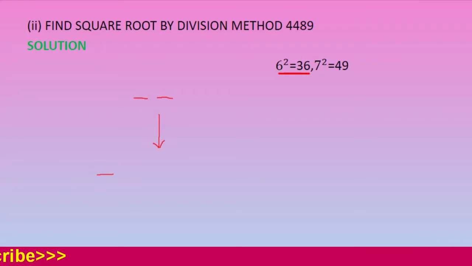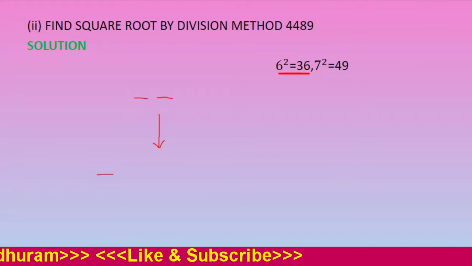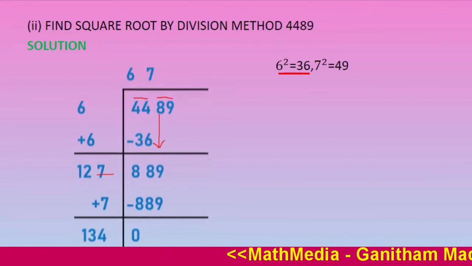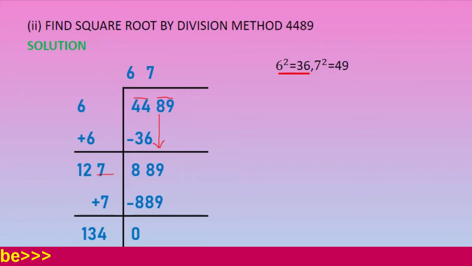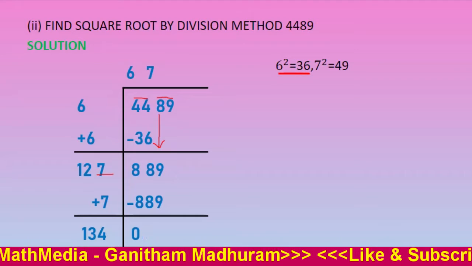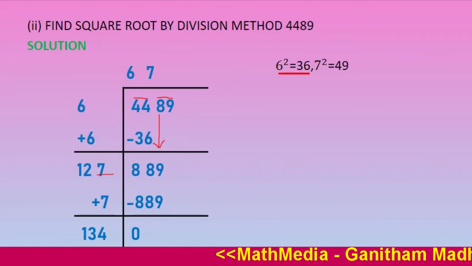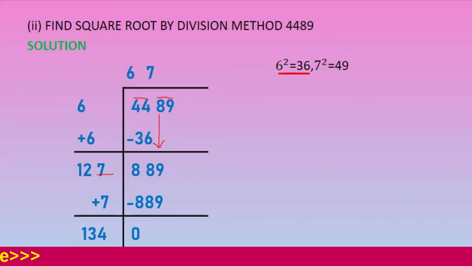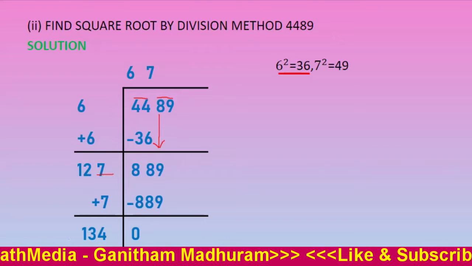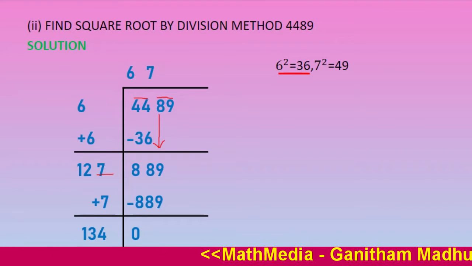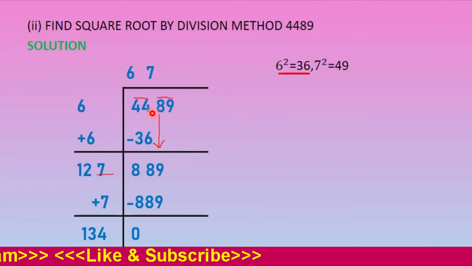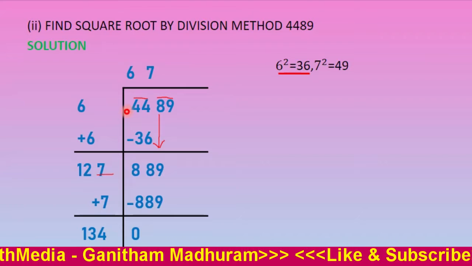Our second question, find the square root by division method of 4489. What is the first step? Yes, here we have to make a group of 2 starting from the rightmost side. So this is our first group and this is the second group. Is it clear? Our first step is over. We are taking a group of 2 starting from the right side. Our first group, this is the second group.